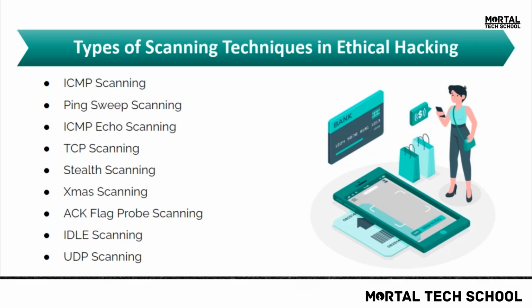Ping sweep scanning. Ping sweep is used to determine the live hosts from a range of IP addresses by sending ICMP echo requests to multiple hosts. If a host is alive, it will return an ICMP echo reply. Attackers calculate subnet masks by using subnet mask calculators to identify the number of hosts that are present in the subnet. Then, the next is ICMP echo scanning.